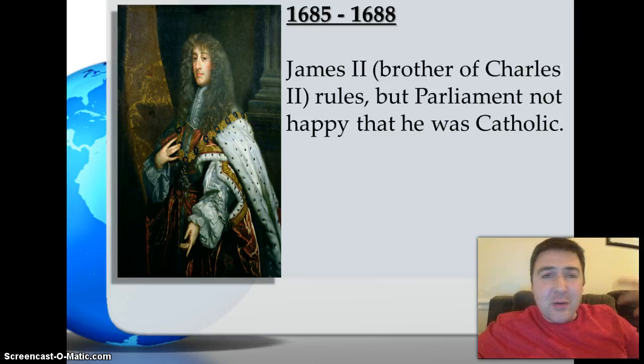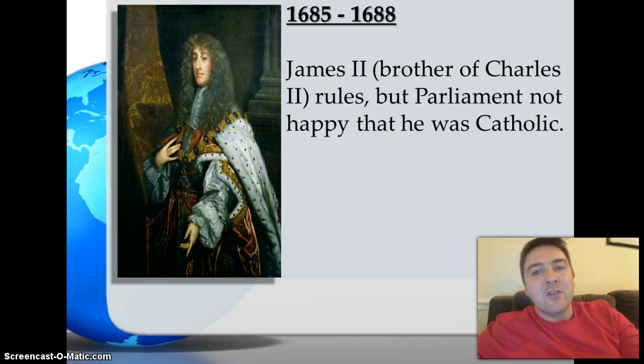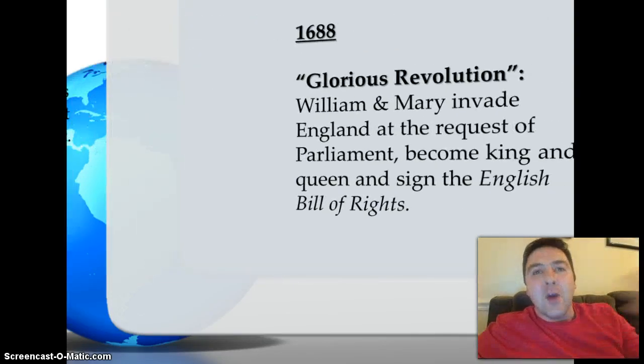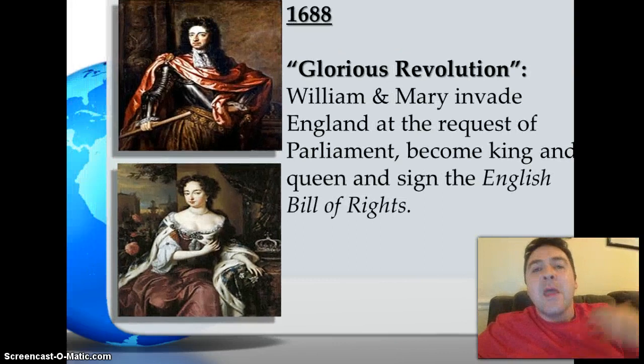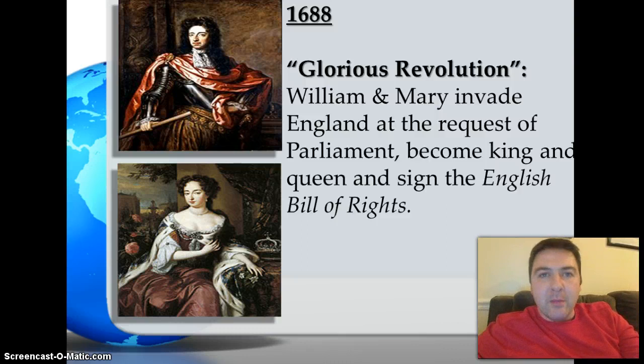Parliament said you can't do that. You can't be a different religion and be head of the Protestant Church of England. So Parliament wants to get rid of James. They really don't want to go back to war again. They already fought this guy's father. Instead, they realize that James's own daughter, Mary, had married a Protestant prince named William, who is from what's now the Netherlands, a very Protestant country.